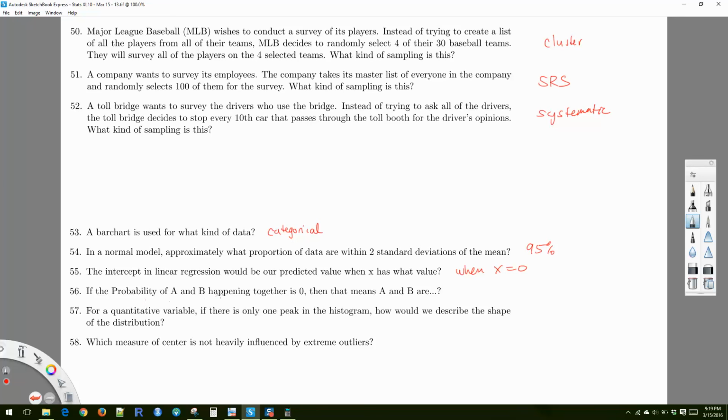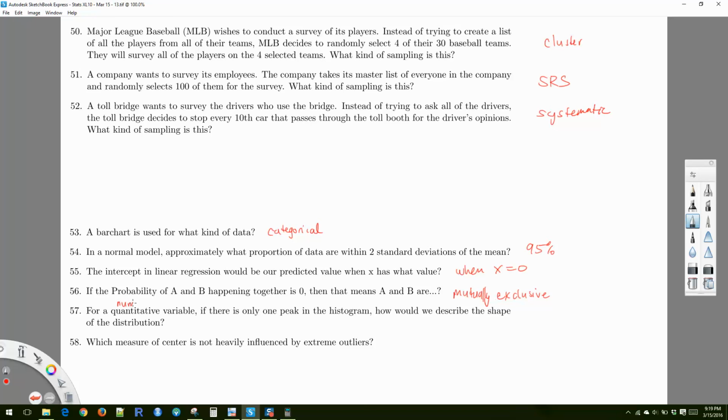All right, if the probability of A and B happening together is 0, then that means A and B are mutually exclusive. What's independent? When the outcome of one has no influence on the other, right? If two things are mutually exclusive, can they be independent? No, they can't. Okay.